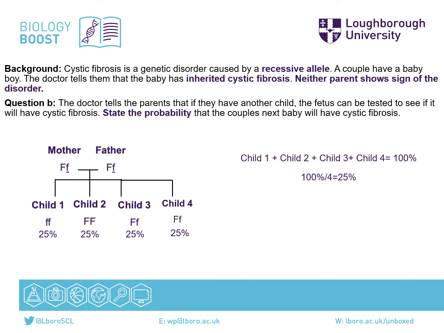So this should help you answer this question now, and you should be able to state the probability that the couple's next baby will have cystic fibrosis if you remember that cystic fibrosis is caused by 2 recessive alleles, which in this case is represented by 2 little f's.